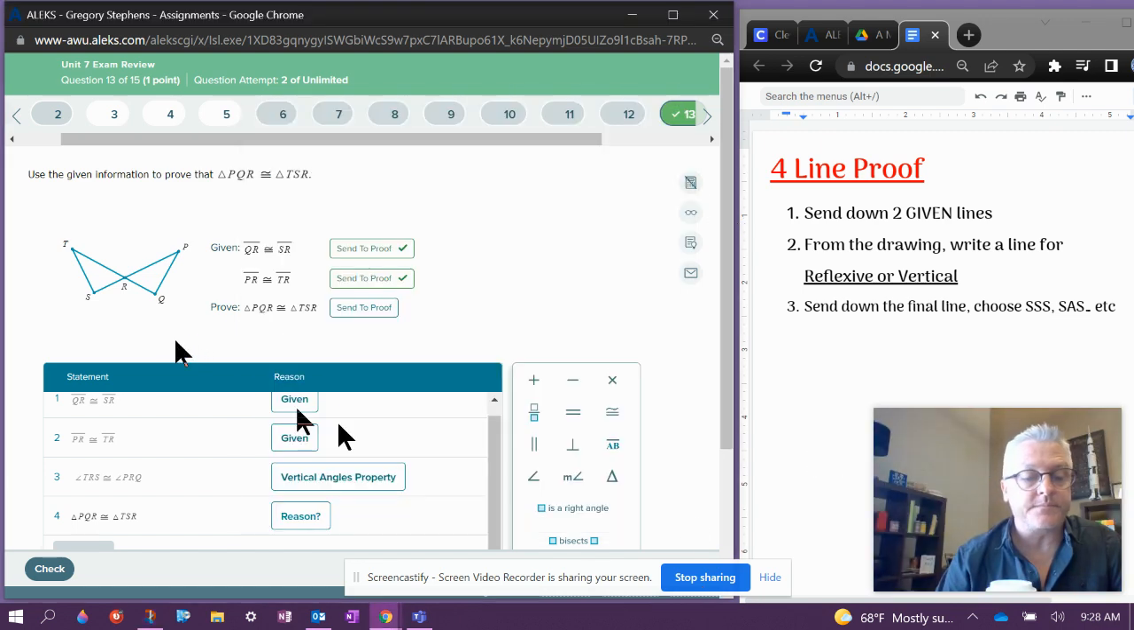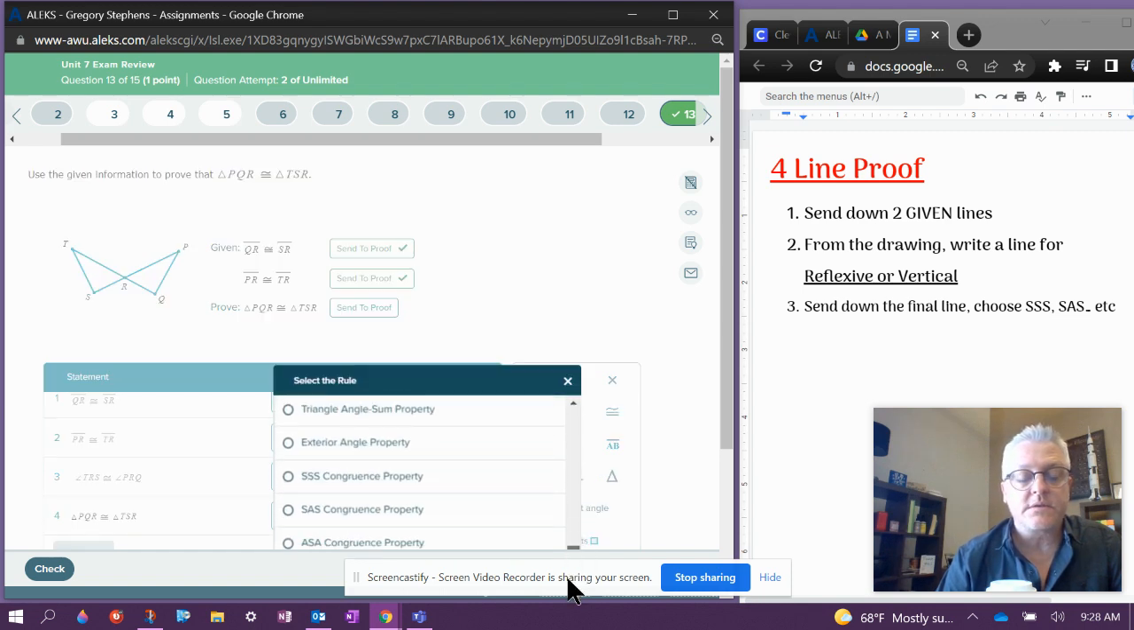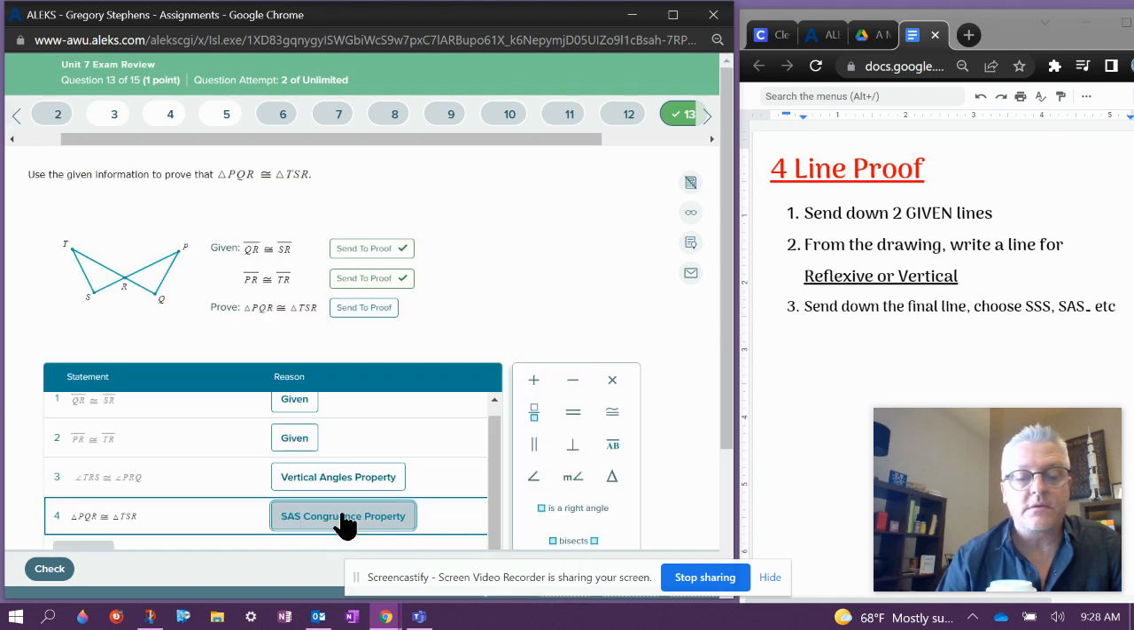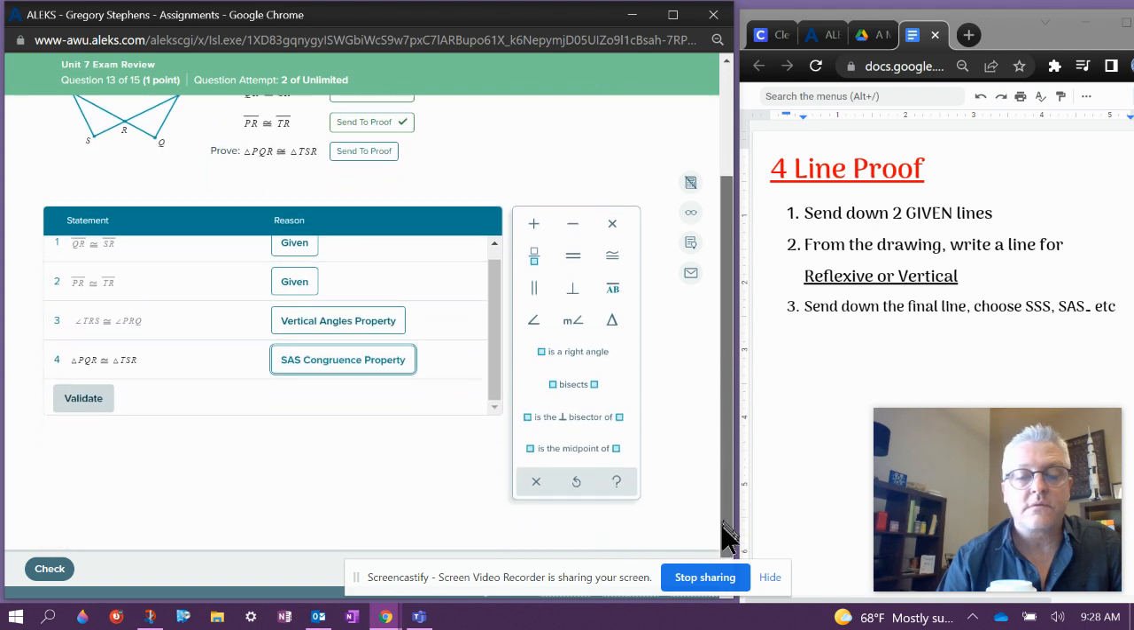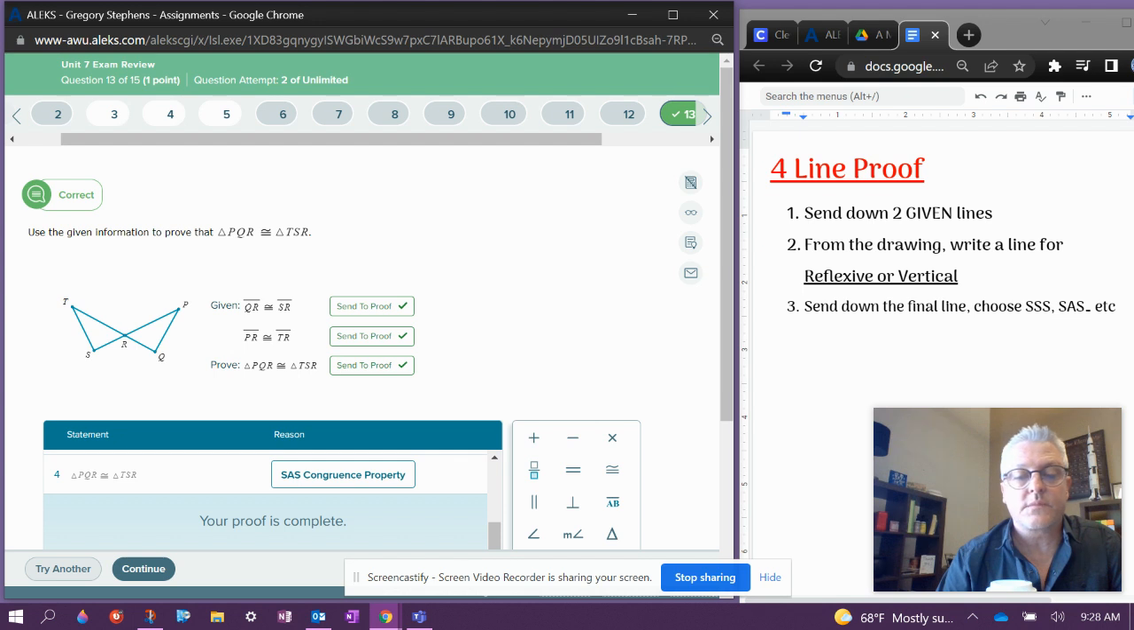All right, let's click it. Reason, scroll all the way down and find side, angle, side. Validate it and check. Cool, we got it.